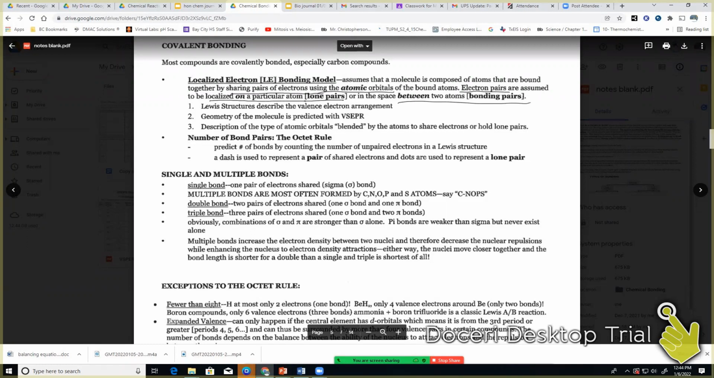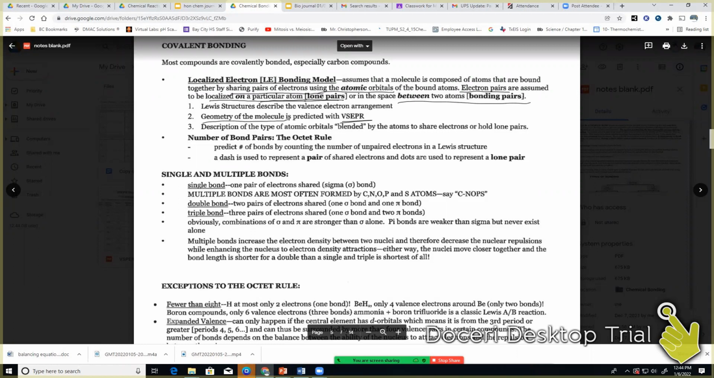So we have a couple of different things going. Lone pairs of electrons that one element keeps, and then bonding pairs that they share. Both of them are going to affect the shape of the molecule, because negatives repel, so they're trying to get as far apart as possible. If you remember, that's what VSEPR was all about. But we're going to find that these lone pairs actually affect the shape a little bit more than the bonding. All right, so Lewis structures describe the valence electron arrangement. We did that yesterday. The geometry of the molecule is predicted by VSEPR.